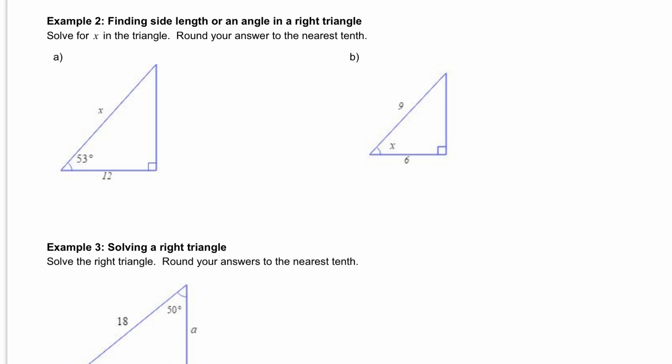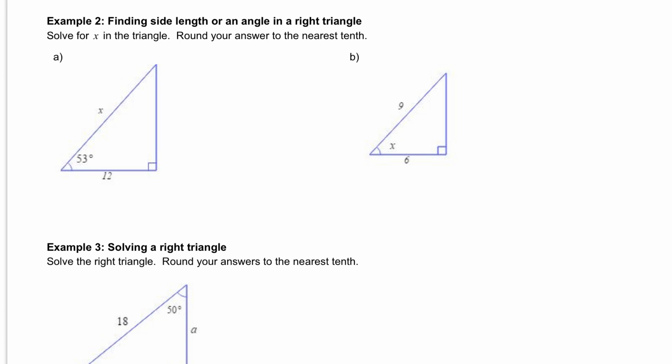In example 2, we're going to go ahead and solve for x in a triangle. Our x could either be a side or it could be an angle. In letter A, we have x as our hypotenuse. So we're given 3 pieces of information and we have to know which trig function we need to use.